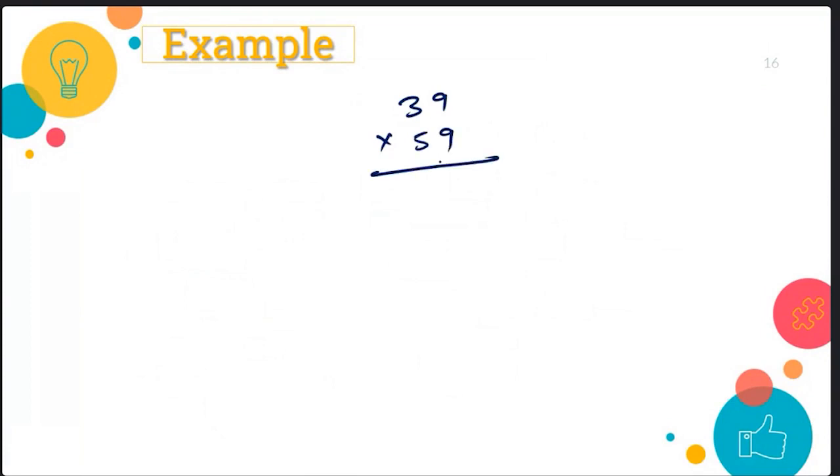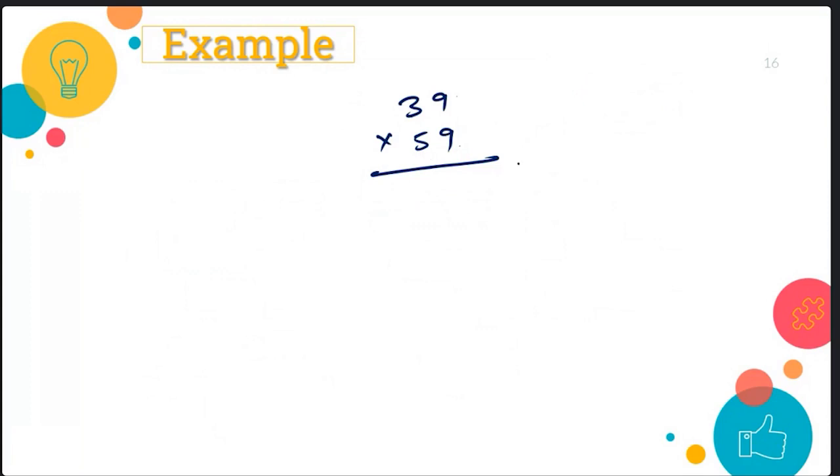Now I have two options here. The first option is the traditional method. The previous option was vertical and crosswise. It means 9 times 9 is 81, so 1 is there and 8 is carry over. 9 times 3 is 27, 9 times 5 is 45. 45 plus 27 is 72. 72 plus 8 is 80. So like that you can calculate the value, but it will take time.